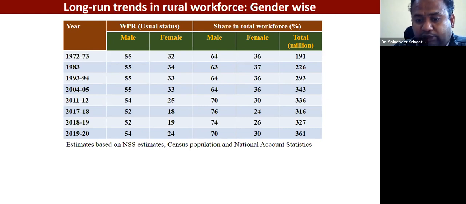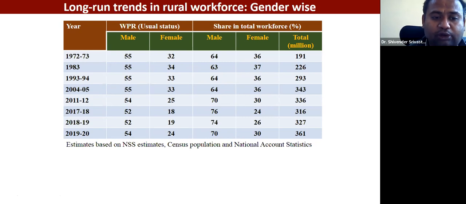So what happened over a period of time? Over a period of time, male participation was almost stagnant, about 45, 44. Sometimes it reduced to 52. But in female participation, you can see there is a drastic decline after 2004. Till then it was almost stagnant. Between 2004 and 11, female workforce participation declined from 33 to 25%, due to which the share of female in total workforce declined from 36 to 30. It means that these are the signs of defeminization in agriculture.